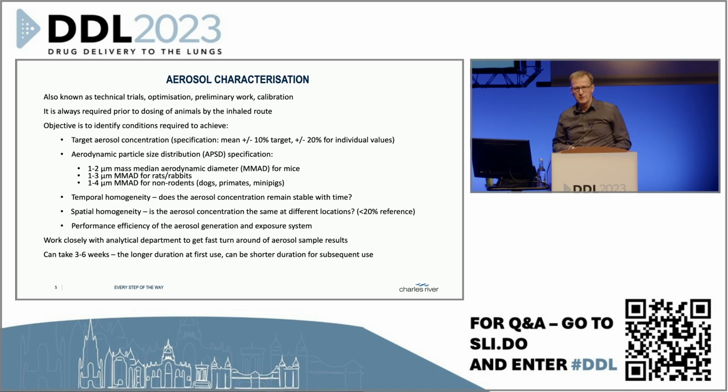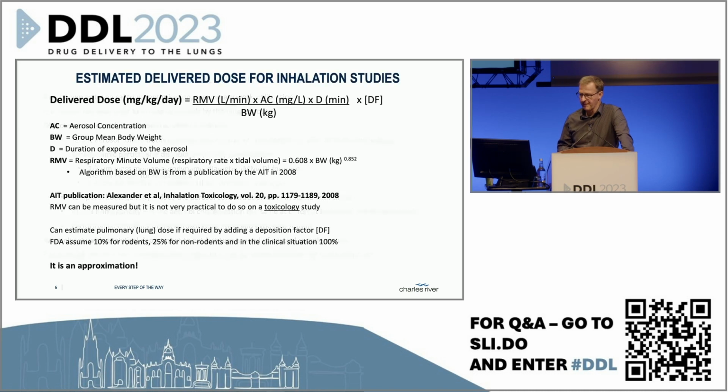So for compounds that we newly receive, we generally take up to 6 weeks for aerosol characterization. But once we are familiar with the characteristics of the test material, then it's more like 3 to 4 weeks. So in terms of the delivered dose, how do we calculate this? Because it's a lot different calculation versus other dose routes. And the algorithm here, or the equation here, is an industry-wide one, and it consists of determining the aerosol concentration, understanding the body weight of the animal, the exposure duration, and the respiratory minute volume, so the breathing rate of the animal.